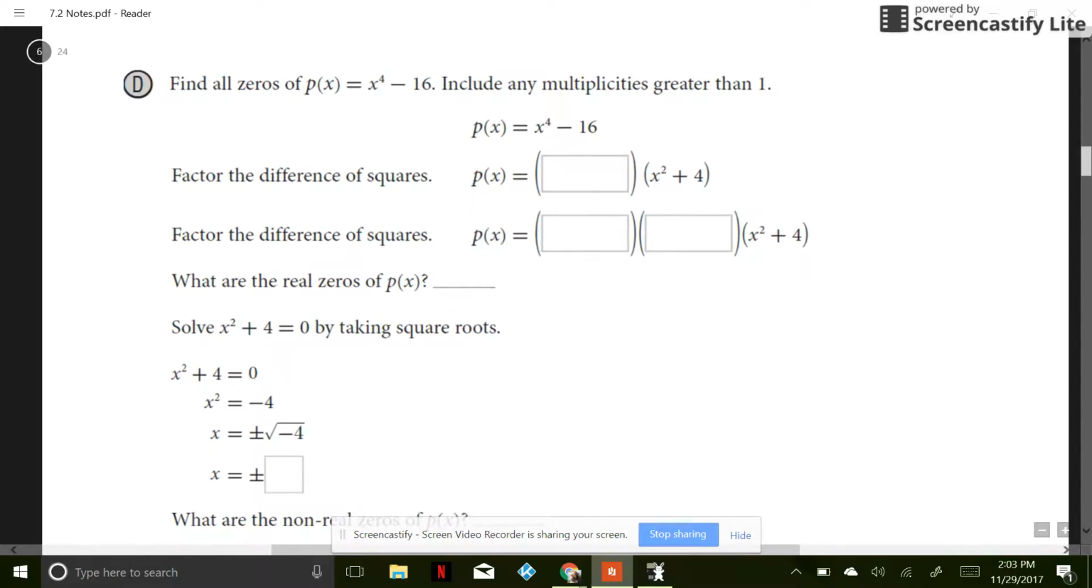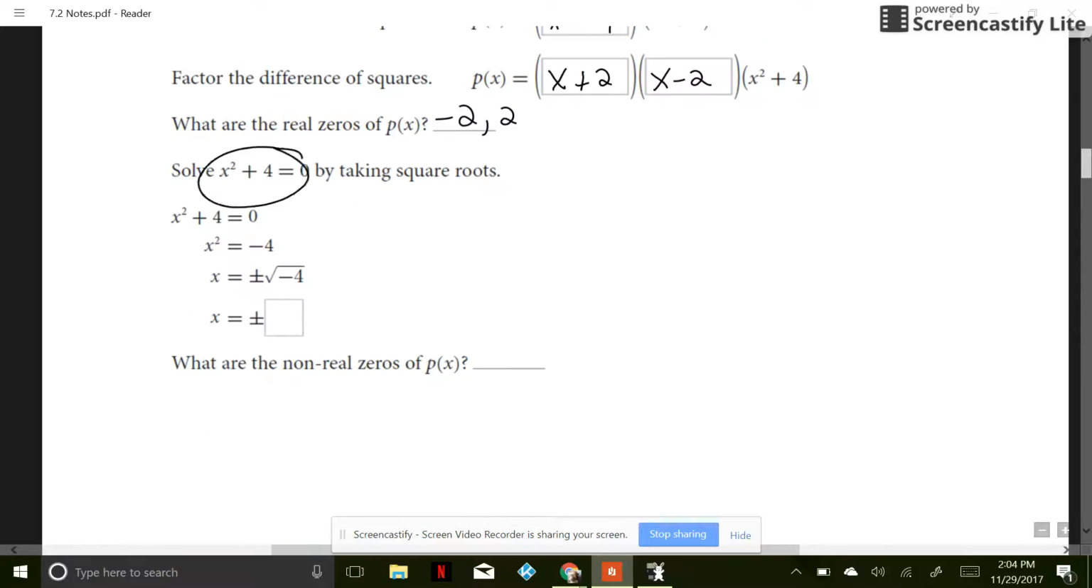We want to find all of the zeros of this function. This is a difference of squares. Actually, the x to the fourth is a perfect square, and 16 is a perfect square. So it factors to become (x squared - 4)(x squared + 4). Now x squared - 4 is another difference of squares, so it factors to become (x + 2)(x - 2). That's going to get us our real zeros of -2 and positive 2.